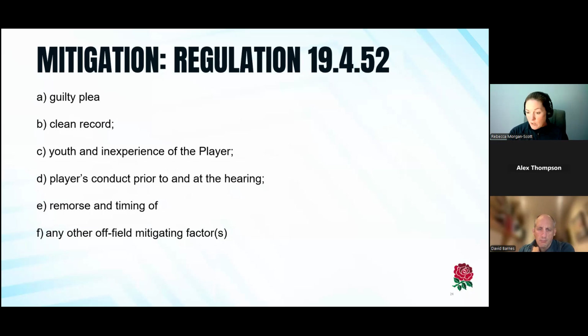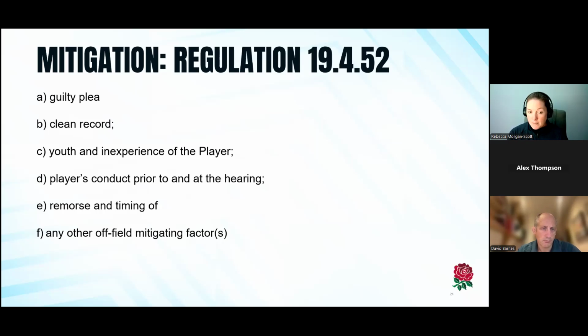Once they've established their entry point, that will give them a number, obviously from the corresponding sanction table. They can then look at what mitigation could be applied, and mitigation is relating to off-field cases. This relates to the player's record and character off the field. So this is where we start to talk about whether or not they accepted the charge. So did they plead guilty? Do they have a clean disciplinary record? Have they been sent off previously? Youth and inexperience is a factor. I think you could probably word that both ways to give benefit to the player or otherwise, depending on whether you want to give benefit to the player. But that's a factor to consider.